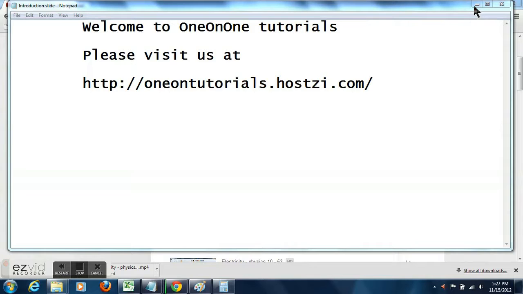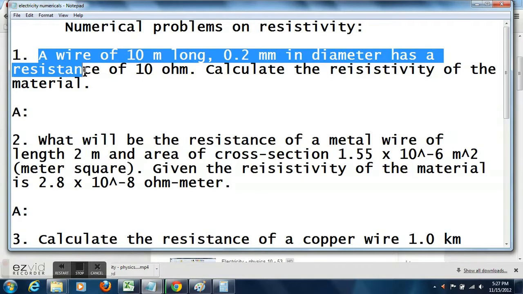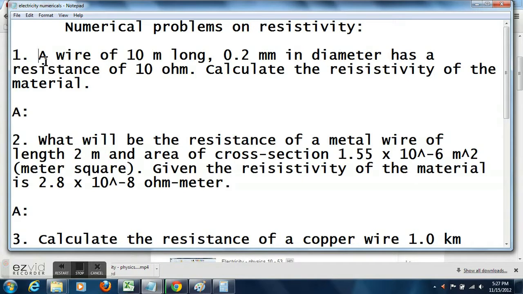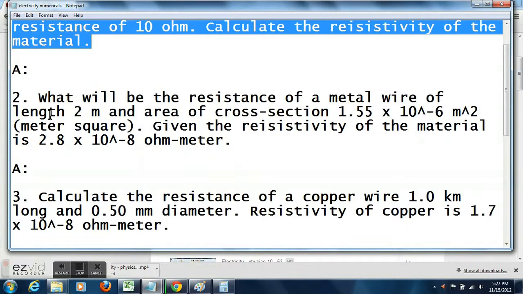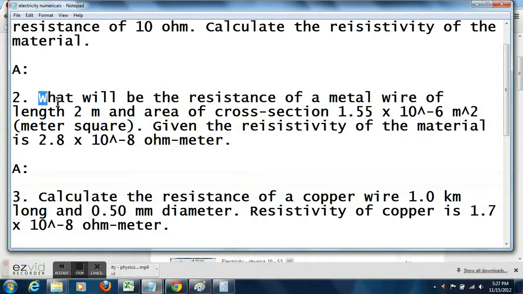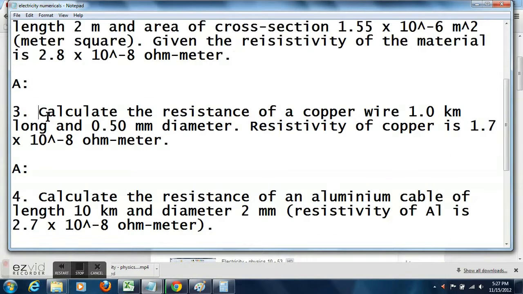Welcome to the next tutorial on electricity. In this tutorial, I'll be discussing the numerical problems on resistivity. I'll be discussing multiple numerical problems. For the first numerical problem, I will provide the solution immediately with this tutorial. For the remaining problems, I will read out in this tutorial and I will expect you to solve these problems on your own.